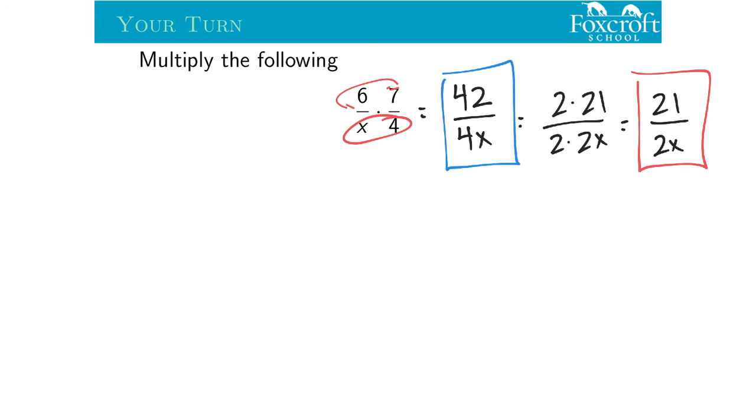But in this one, we actually can simplify a bit more. 42 and 4 are both even. So I can pull out this factor of 2 and cancel them out. And I get 21 over 2x.